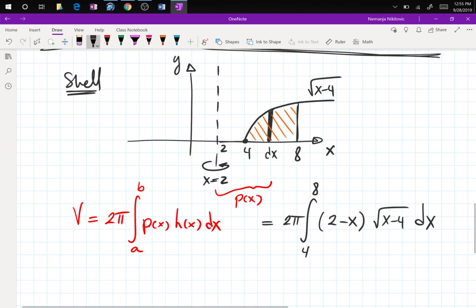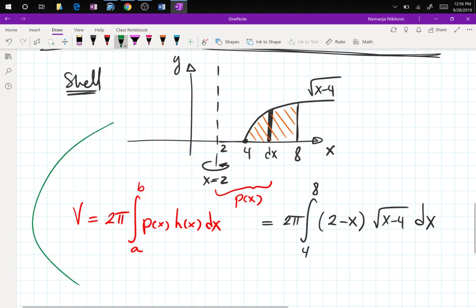And when you shift the function to the left 2 units, the axis of rotation will collide with the y-axis, and then you just do the regular basic problem. So on the exam, I would actually prefer you guys shift the function, because that's much easier, right?